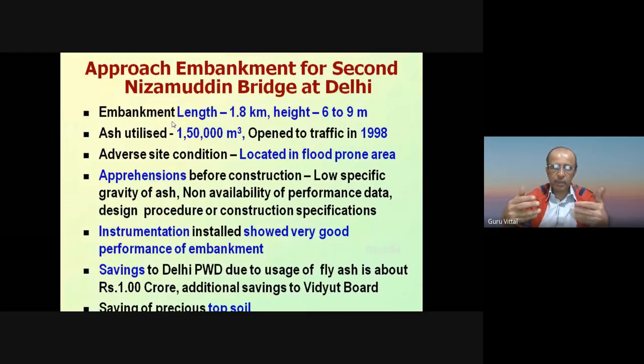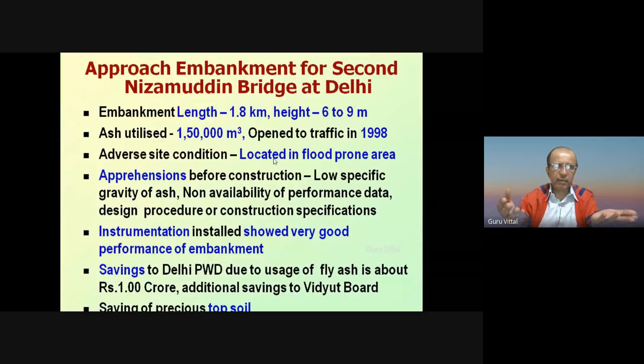The approach which was longer, about 1.8 kilometer length, was constructed using fly ash. The other one, which was hardly some 300 or 400 meters, was constructed using soil only. So that's why I have written embankment length about 1.8 kilometer. Height varied from about 6 to 9 meters. And 1.5 lakh cubic meters of ash was used, and it was located in the flood prone area of the Yamuna river basin.